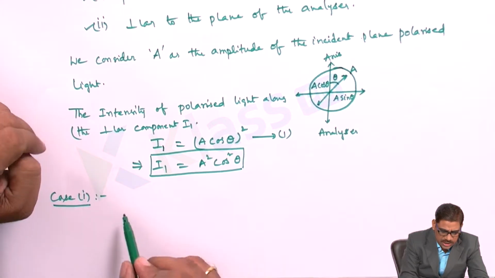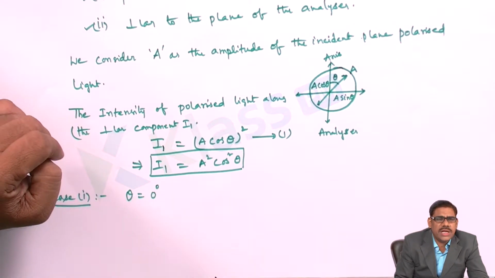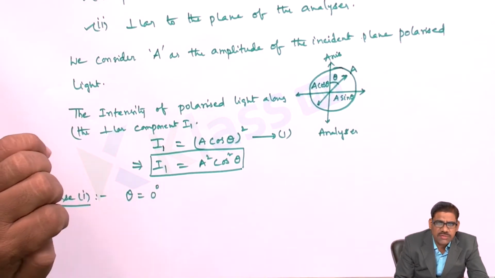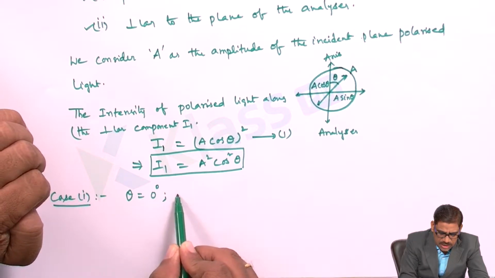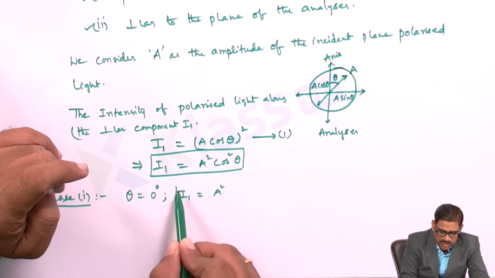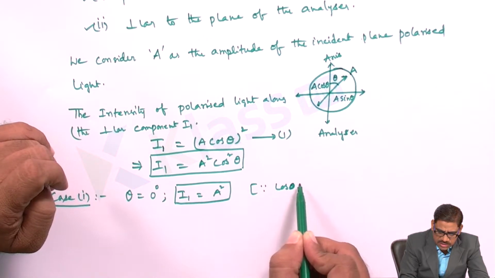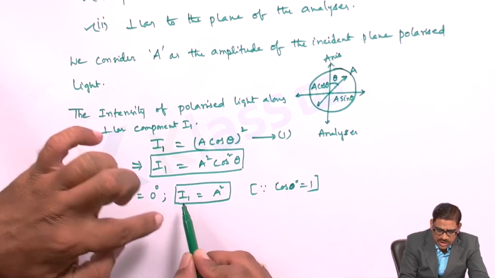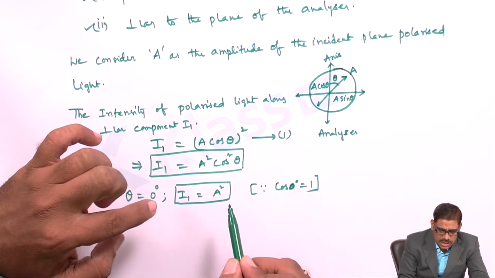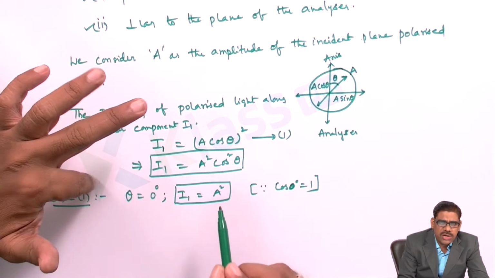So for that particular component, we can say that when theta is equal to 0, it doesn't make any kind of an angle there. Then when theta is 0, substituting the value of 0 here, I1 will be equal to A square cos 0, and cos 0 degrees is equal to 1, so I1 will be equal to A square. So I1 is proportional to A square, the square of the amplitude. This is with respect to when theta is equal to 0 degrees.